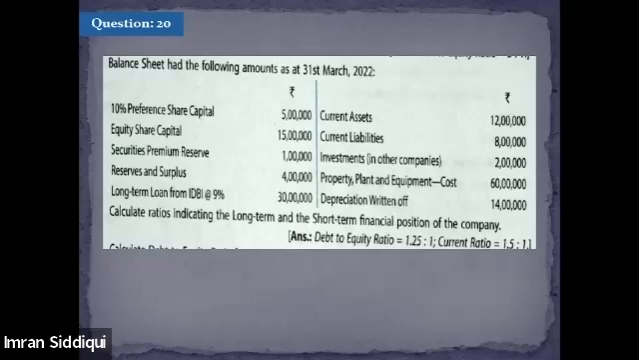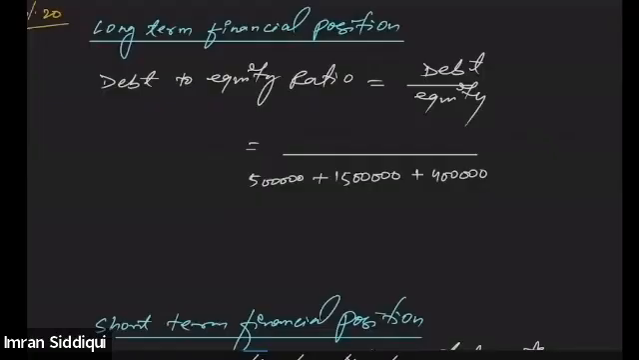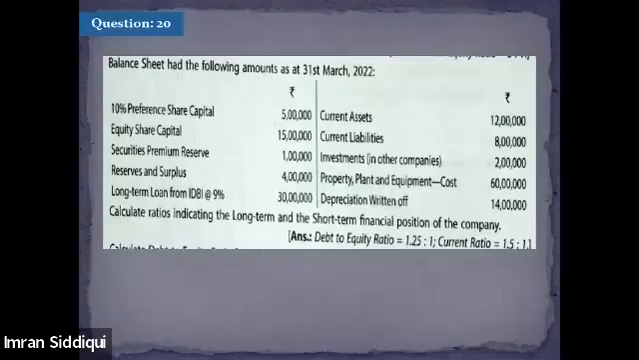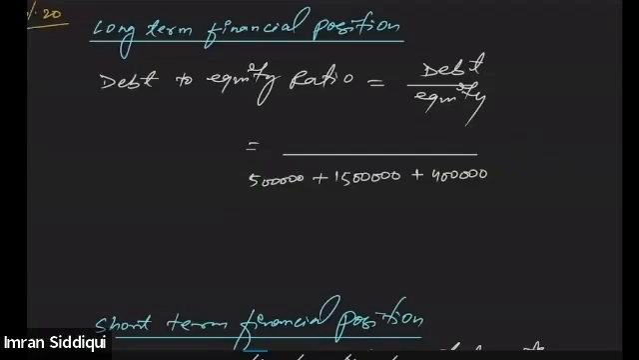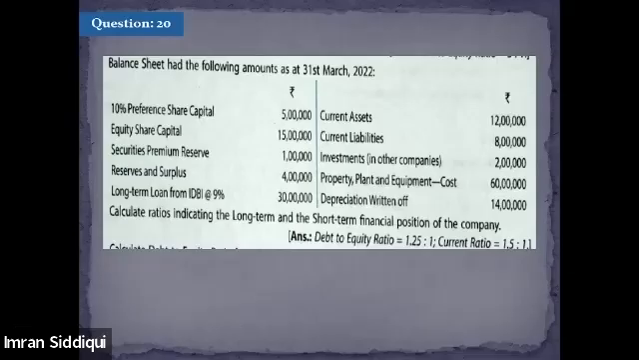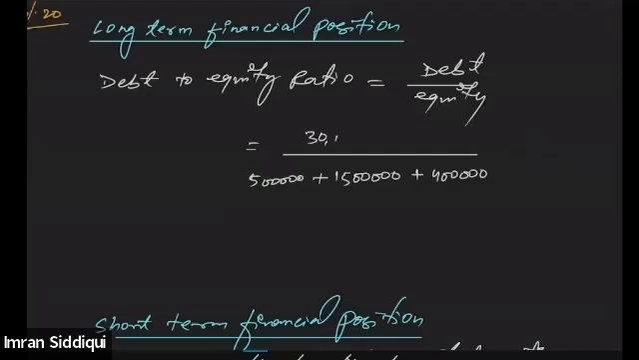Talking about the debt, let's figure out the value of the debt. Debt is only given as long-term loan. Long-term loan from IDBI at 9% is given in the question as 30 lakh. Apart from that, I don't think there is any other long-term liability given in the question. There is no non-current liability, guys. So 30 lakhs will be the total debt.